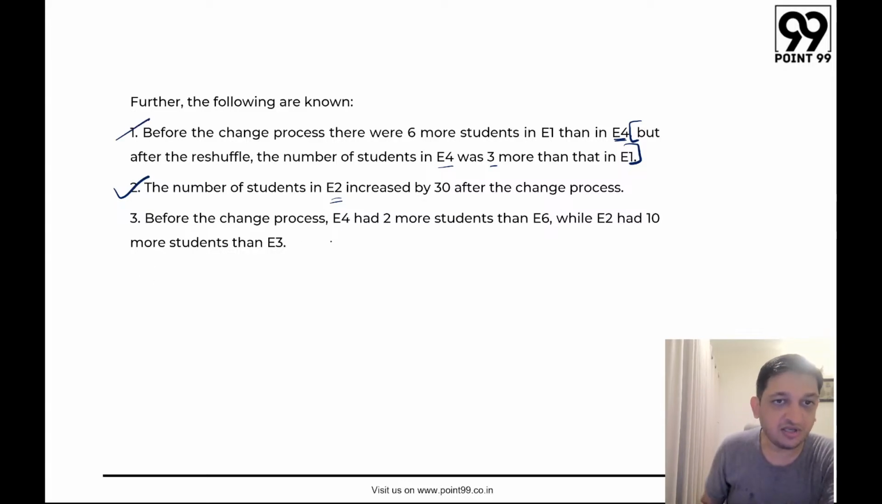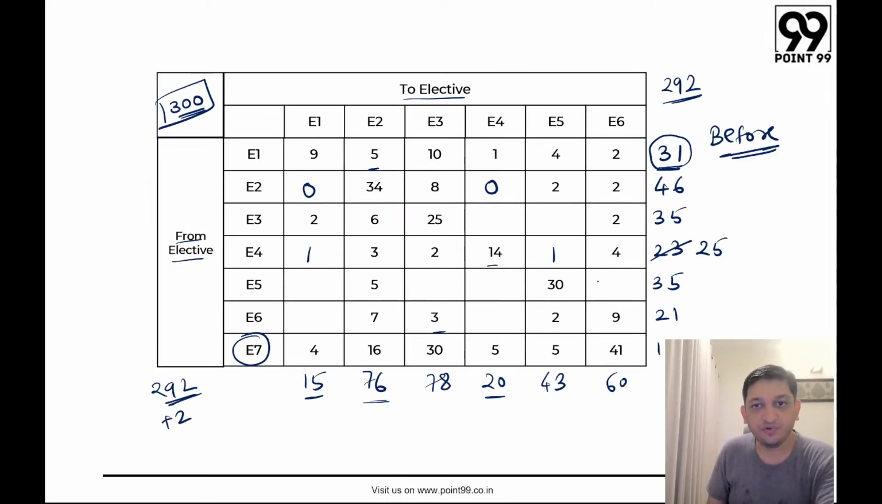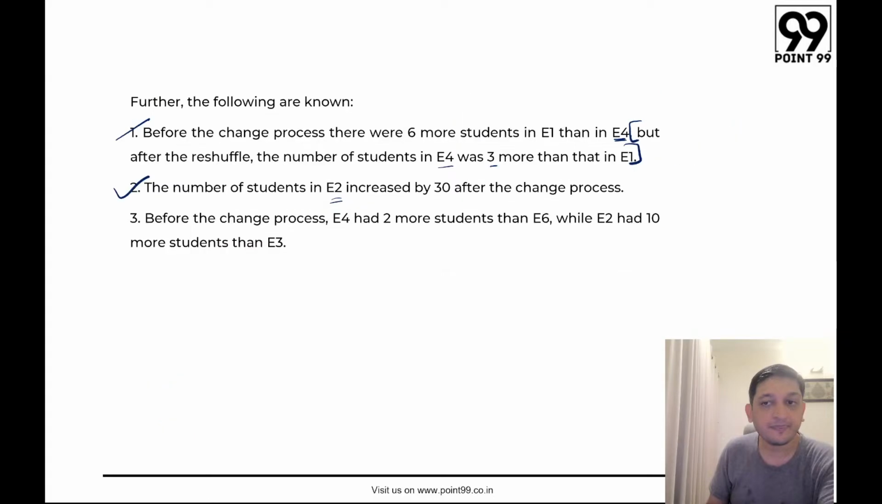Before the change process, E4 had 2 more students than E6. So E4 here had 2 more students than E6. तो E4 के पास 25 थे, तो E6 should have had 23 because E4 has 2 more than E6, which basically means these 2 should be 1 because ये 2 से increase हो रहा है and there are only 2 blanks that are there and each blank can either be 0 or 1. So this part is taken care of.